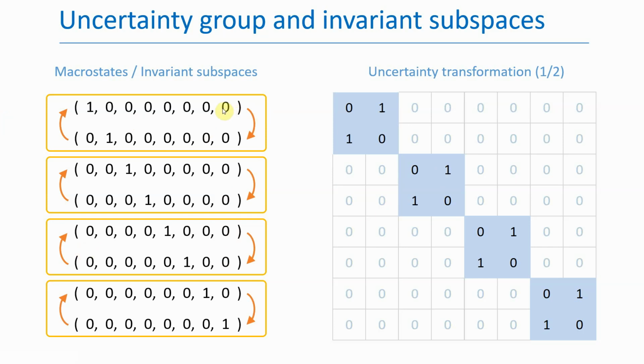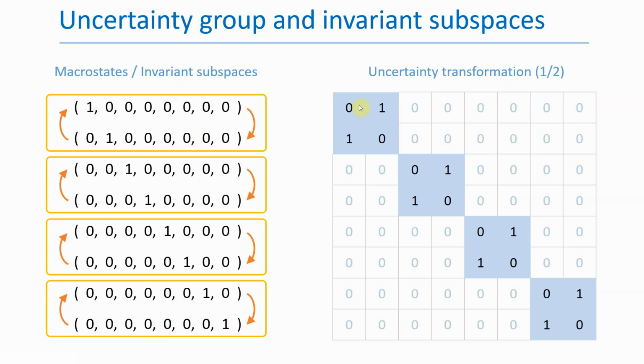If the object begins in one microstate, for instance the topmost state vector, it may be transformed to various other microstates within the top subspace. If the object begins in a different microstate within a different subspace, for instance the bottommost state vector, it will likewise remain in the bottom subspace. But the object will never move from one subspace into another. In other words, the subspaces are invariant under the uncertainty transformations.